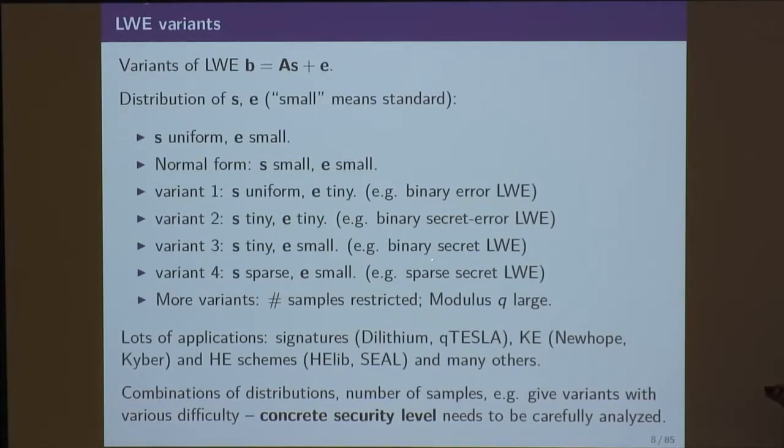Of course, there are also binary secret-only LWE, where E is standard, so small means standard over here. For more functionalities, such as for a homomorphic encryption scheme, sometimes we need S to be extremely small, like sparse, and E to be relatively small. So here, I only classify the variance according to the distribution of S and E.